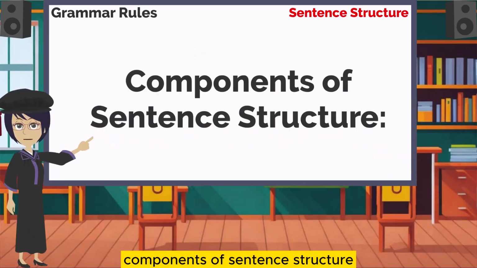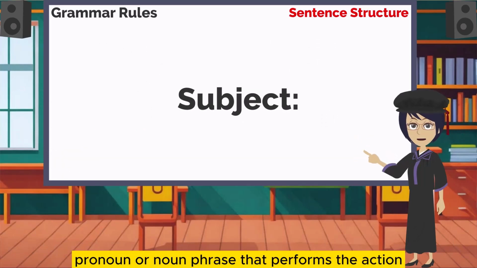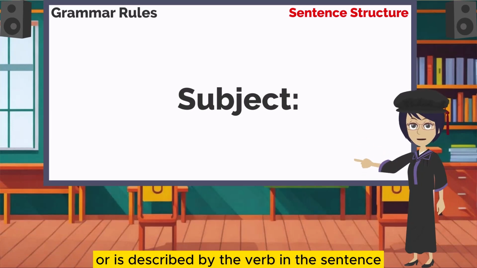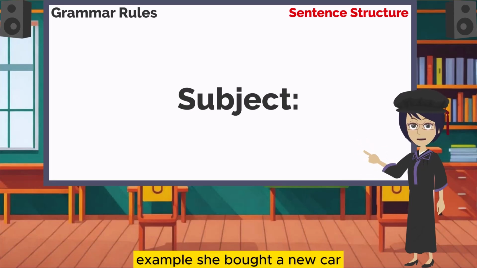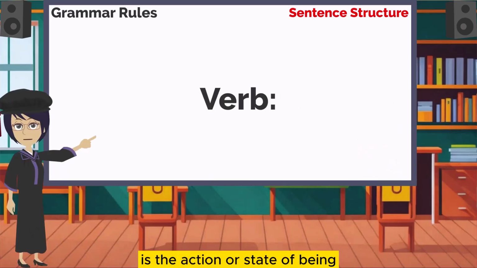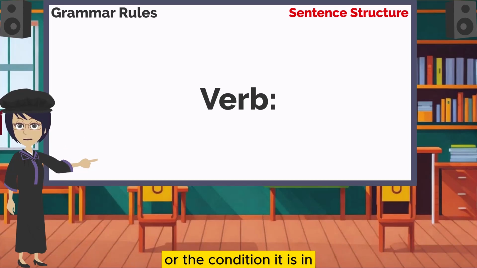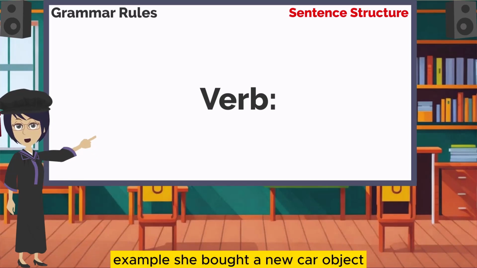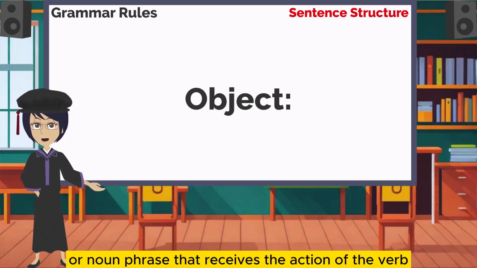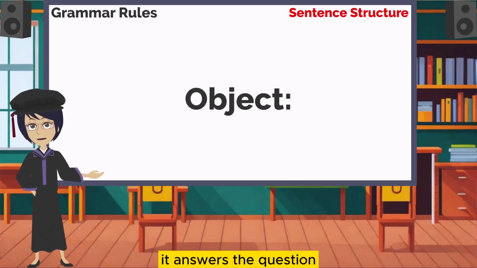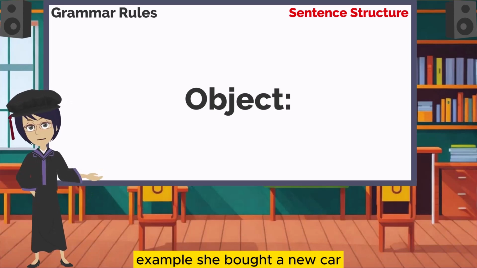Components of sentence structure. Subject. The subject is the noun, pronoun, or noun phrase that performs the action or is described by the verb in the sentence. It answers the question who or what the sentence is about. Example: she bought a new car. Verb. The verb is the action or state of being in the sentence. It expresses what the subject is doing or the condition it is in. Example: she bought a new car. Object. The object is the noun, pronoun, or noun phrase that receives the action of the verb. It answers the question whom or what the action is being done to. Example: she bought a new car.